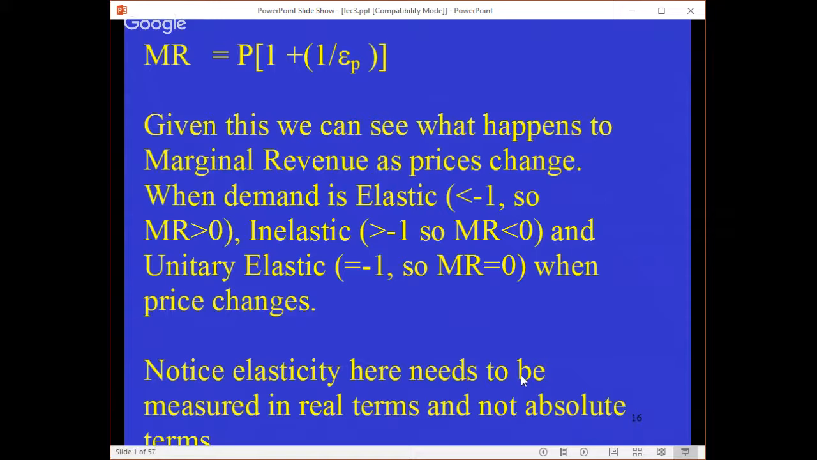Notice the elasticity here needs to be measured in real terms and not absolute terms when we're using the formula. We usually do it in absolute terms, because most of the time we think of it as positive, and a bigger number means more elastic. But if it's negative, the bigger the real number, the smaller the number actually is. So that's why we do it that way. Does this make sense to you guys? Because you looked at me with big eyes when I was saying it a while ago.